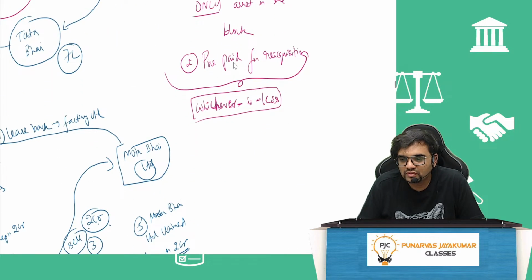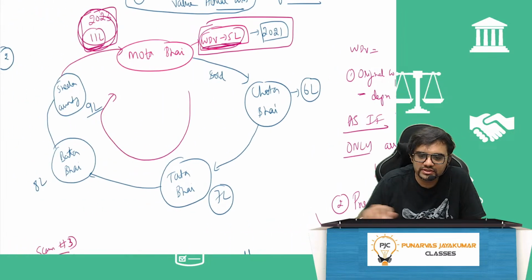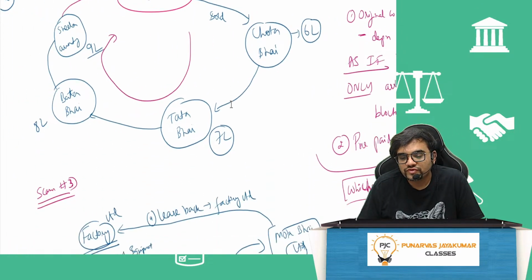Or second one, whatever price you have paid for reacquisition, whichever is less. What is less now? 5 lakh or 11 lakh, whichever is less. What will you take? 5 lakh. So they said 5 lakh. That is the second part.